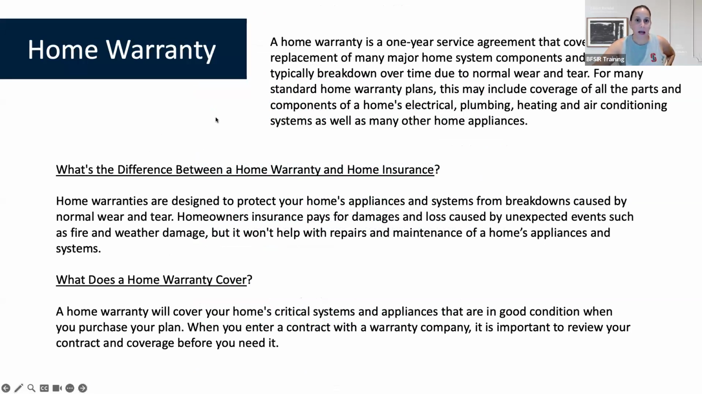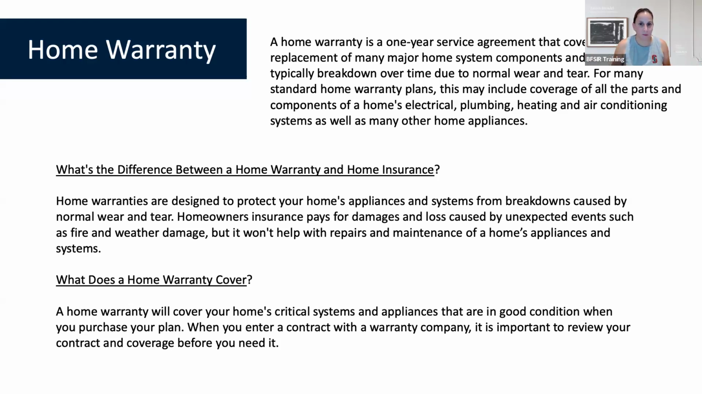Don't let me forget. Okay, so the next piece is home warranties. What is a home warranty? It's a service agreement for 1 year that covers repair and replacement of systems. It's different than your homeowner's insurance, right? Because homeowner's insurance covers damage and loss by unexpected events, but you can't call your homeowner's insurance when your dishwasher breaks or when the air conditioning breaks, right? So that's the difference. And then what does it cover, right?